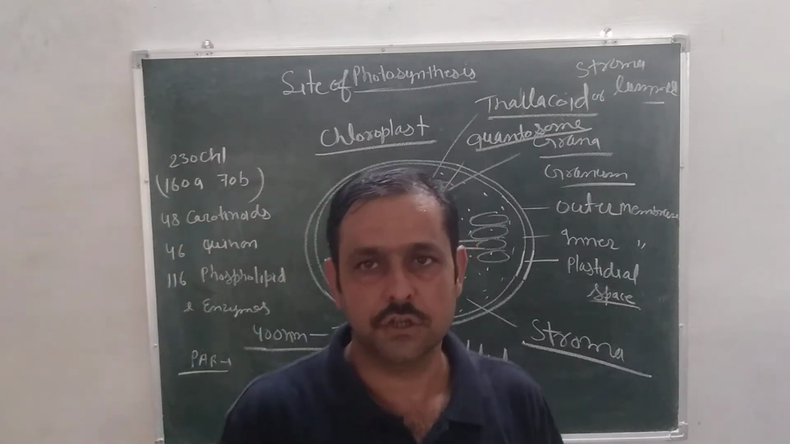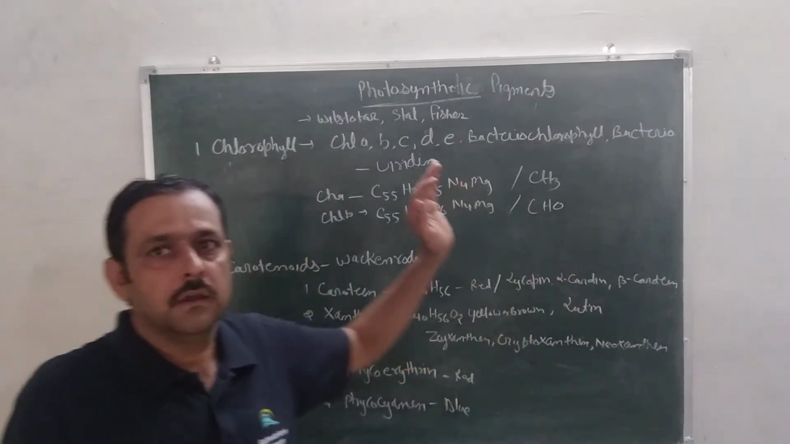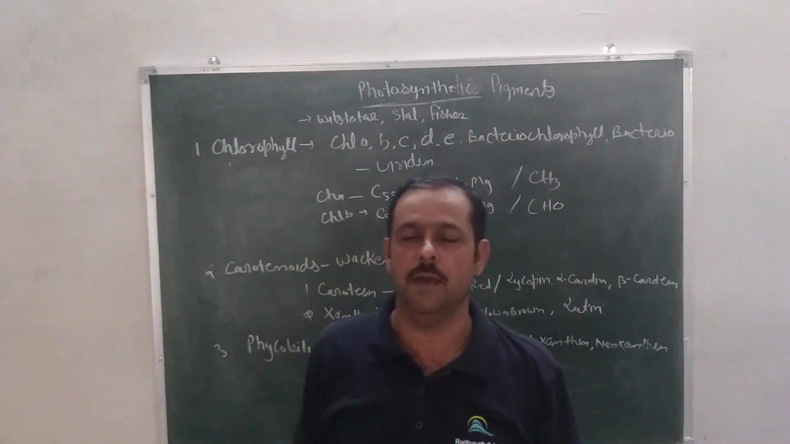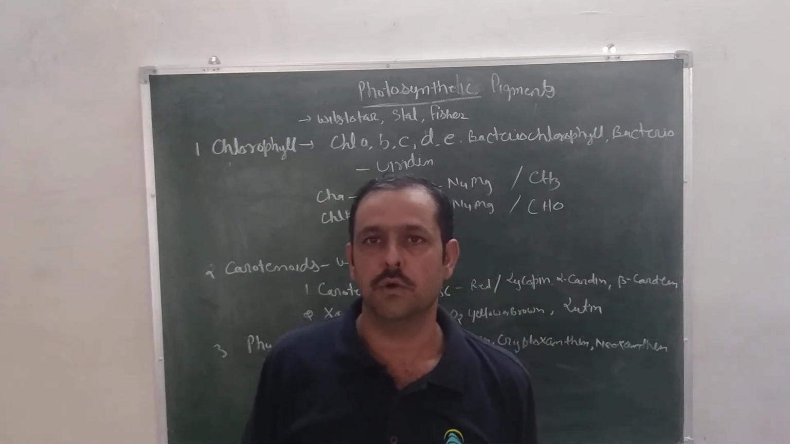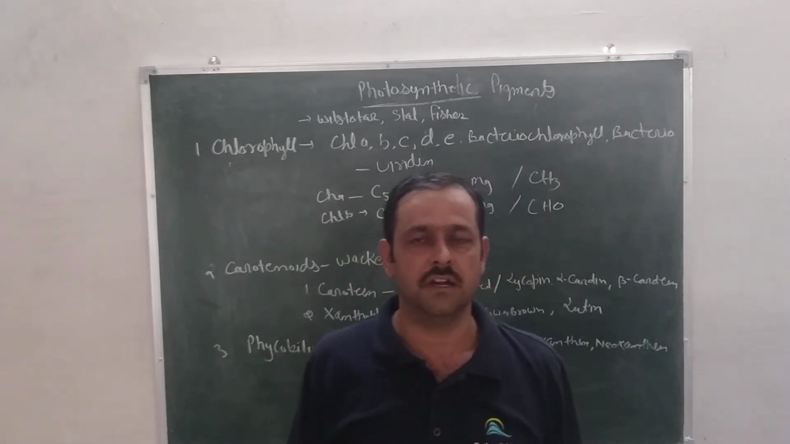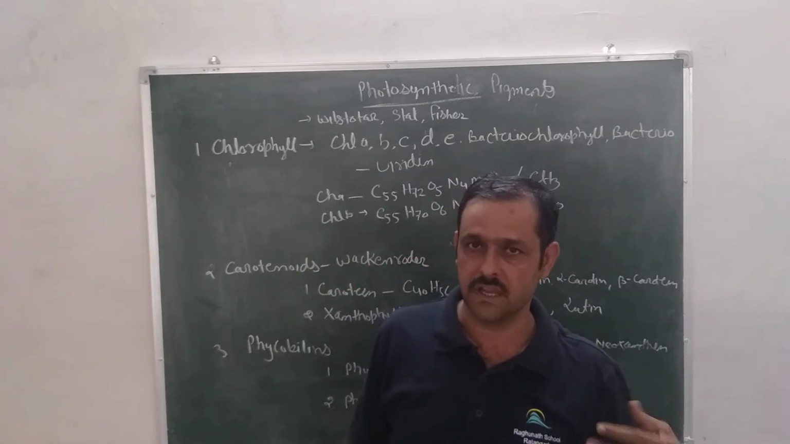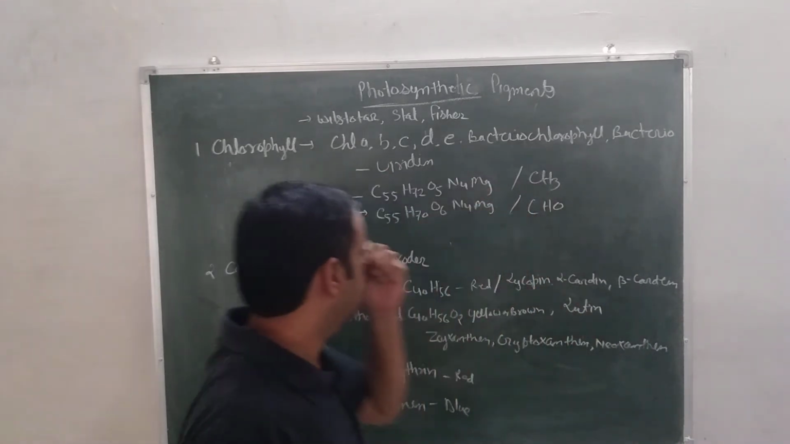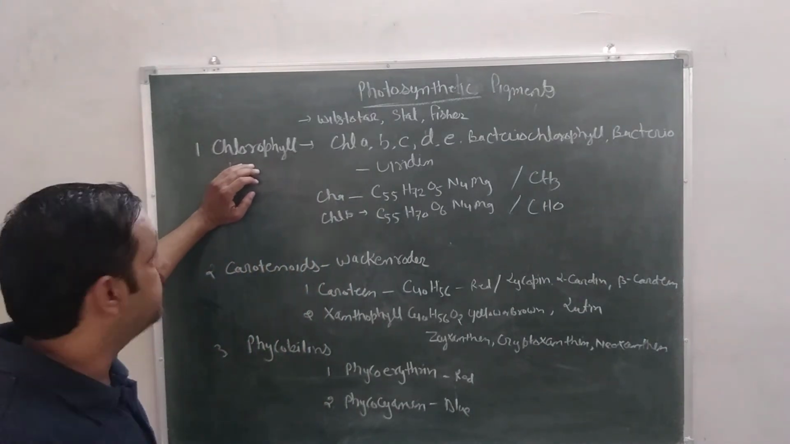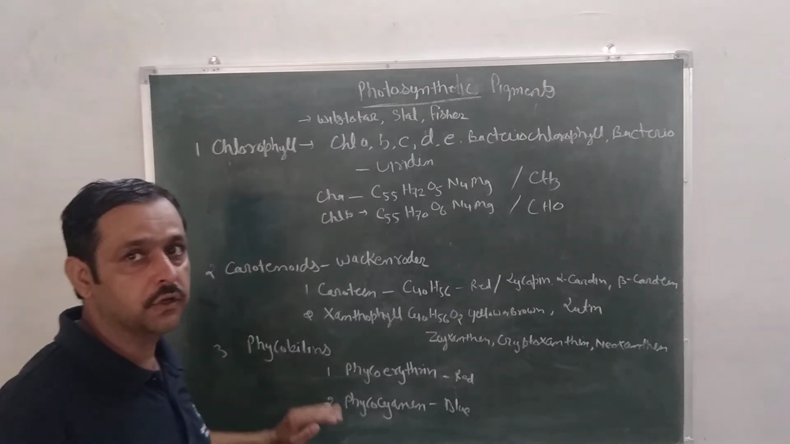Our next topic is photosynthetic pigment. Photosynthetic pigment means the source which can absorb the light. And another thing you know, what is pigment? Pigment is the source of color in any living organism. Here three pigments are present in plants. First chlorophyll, second carotenoids and third phycobilins.